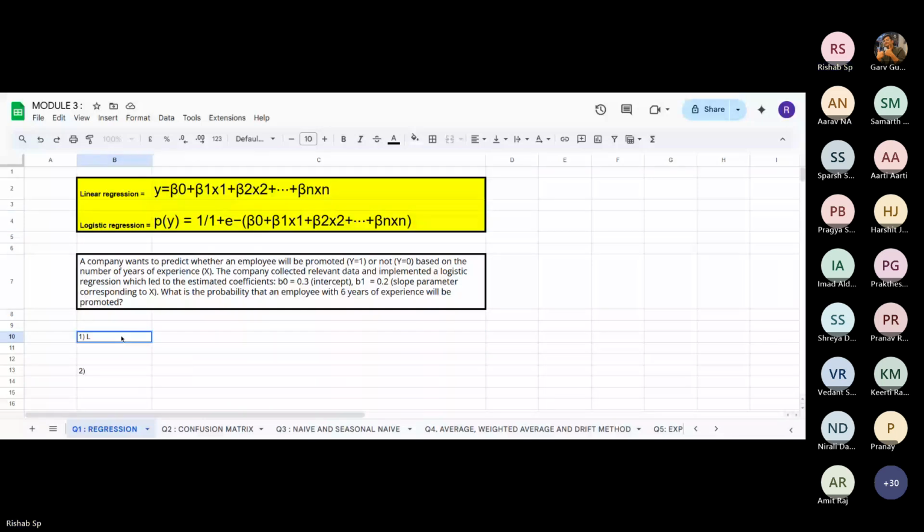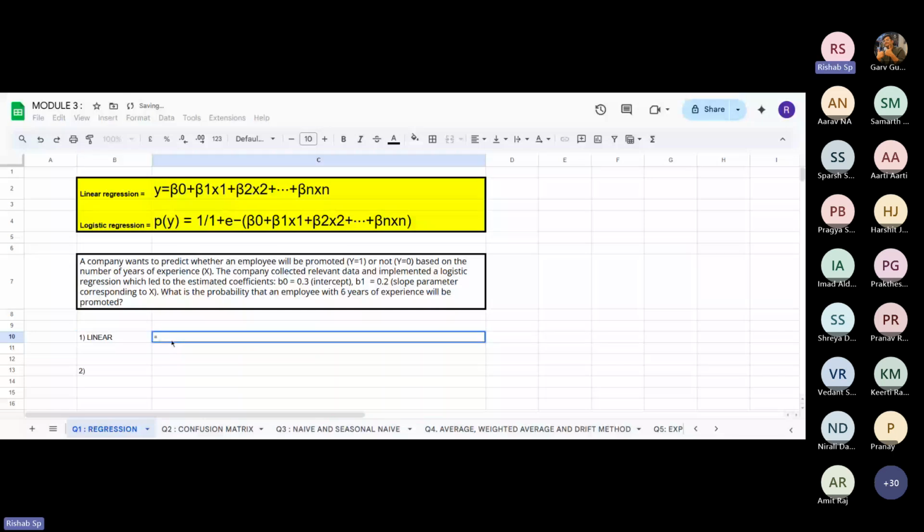Linear regression is equal to beta 0, which is 0.3, plus beta 1, 0.2, into x. What's the value of the independent variable? The value of the independent variable is 6. So we'll multiply it by 6. This is the linear regression value, right?